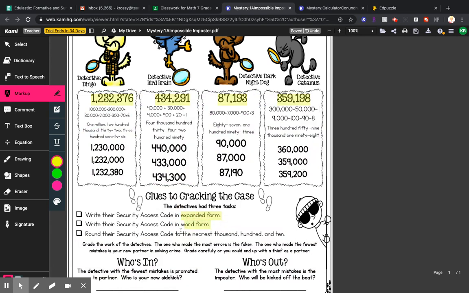and then they rounded it to the nearest 1,000, then the nearest 100, and then the nearest 10. That's why there's 3 numbers here. So this is the access code rounded to the nearest 1,000. This is the access code rounded to the nearest 100. This is the access code rounded to the nearest 10. Okay?